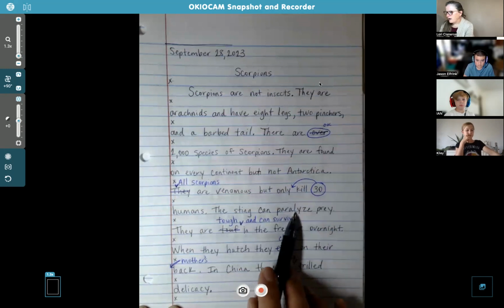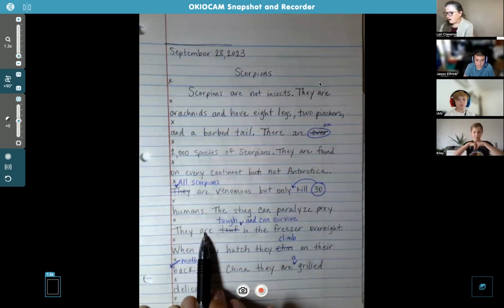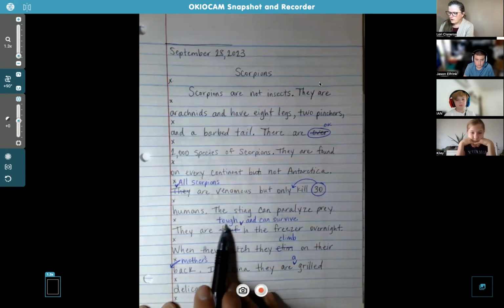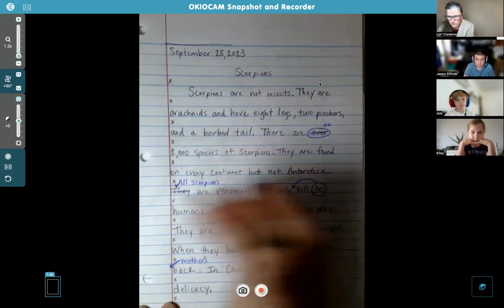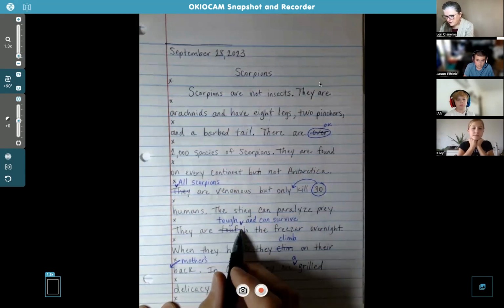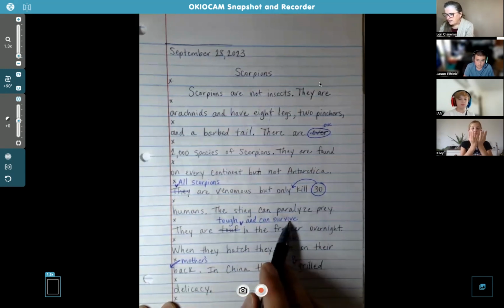The sting can paralyze prey. They are tough, and then I misspelled the word tough. I used an F and it should be a GH. So I just did one line and then I wrote the correct word above it. So you don't want to scribble it out. If you're using pen, don't scribble it out. Just one line. And I wanted to add this, and can survive in the freezer overnight.